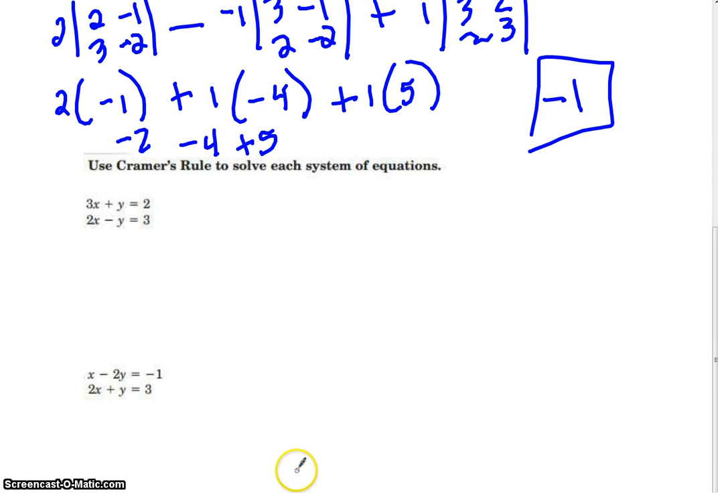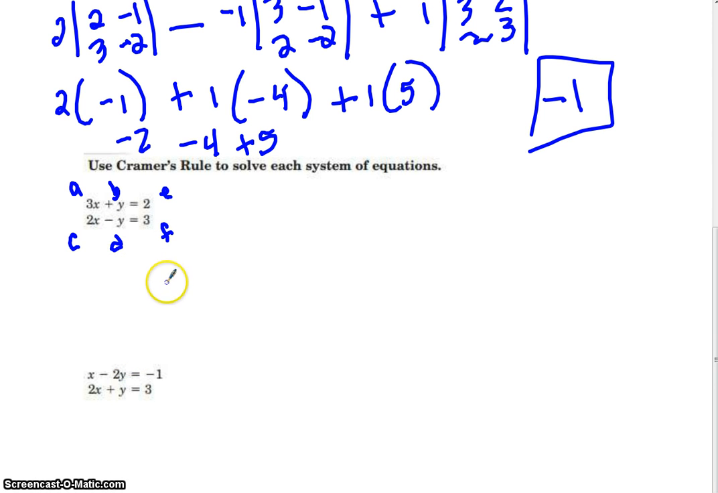Okay, so now we're going to use Cramer's rule. Remember, we have A, B, C, and D. This is E, and this is F. You should have Cramer's rule written on a note card. You are welcome to use the note card on the review and on the exam.